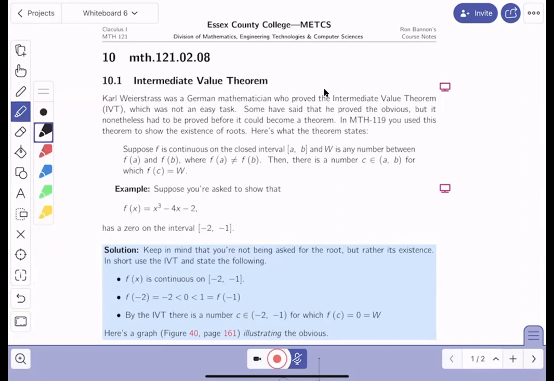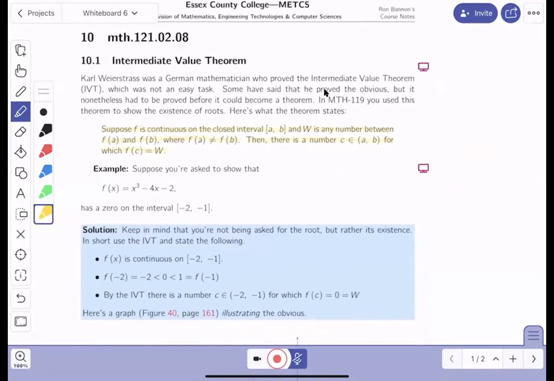So it says, suppose f is continuous on a closed interval, and w is any number between f of a and f of b, where f of a does not equal f of b. We'll visualize this in a second, by the way. Then it says there's a number c on the open interval between a and b, for which f of c equals w. Now, a lot of people read that, have no idea what they've read.